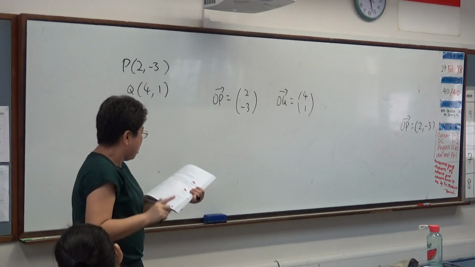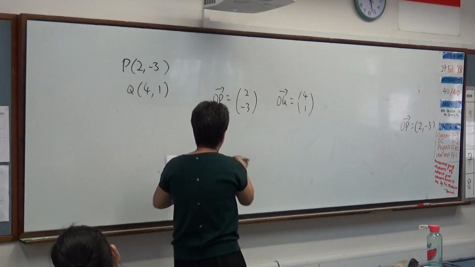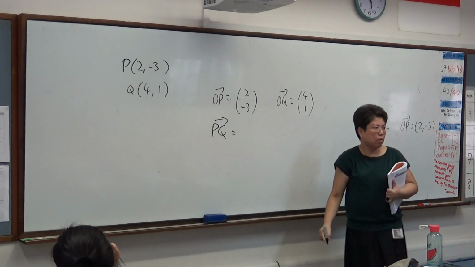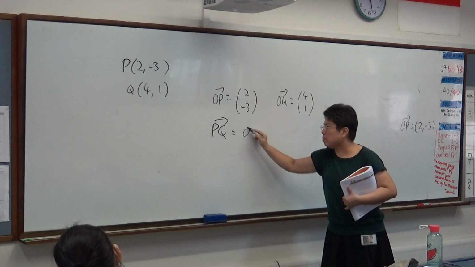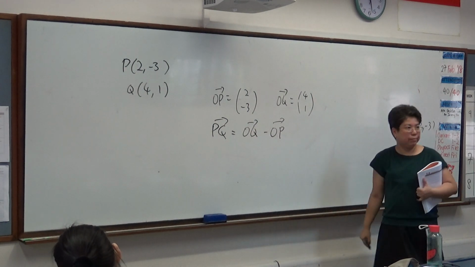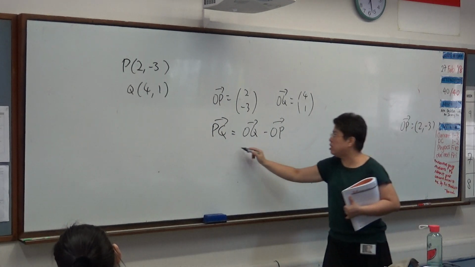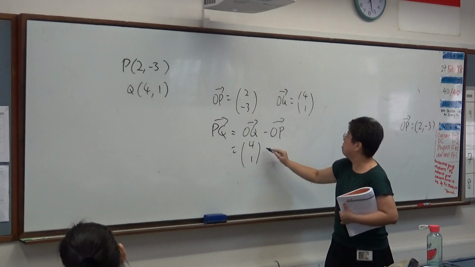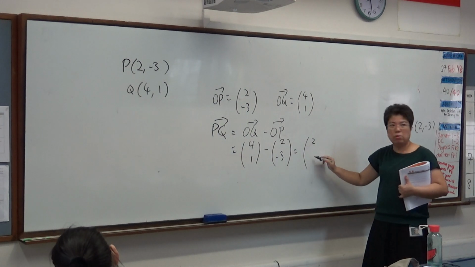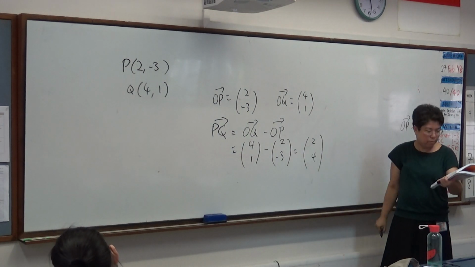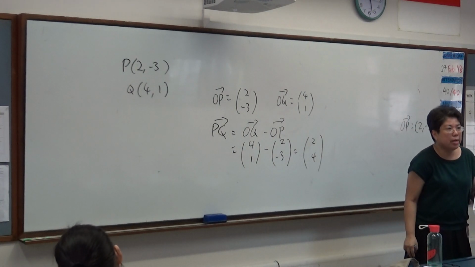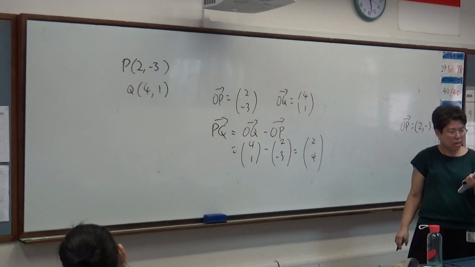Okay, then next. Express PQ as a column vector. Okay. What's PQ? OQ minus OP, right? Agree or not? So what should this be? OP must be. So you have 4, 1 minus 2, -3. Answer? 2, 4. Can you see that PQ is just 2, 4? Everybody clear? Okay, alright, now next.